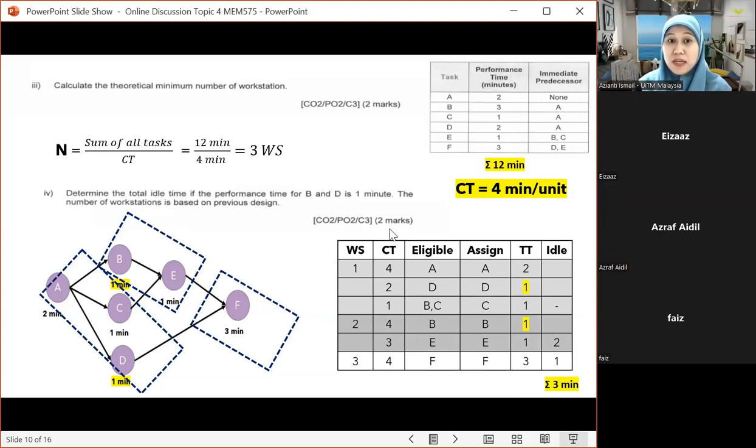So kita bagi markah kat sini. Berapa markah? 2 markah. Okay. Ini berapa markah? Yang ni pun 2 markah. So total selalu 10. Okay. I think that's all. Kita dah jawab.